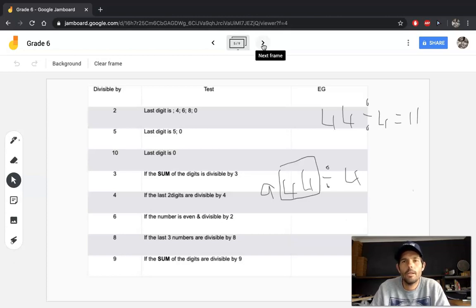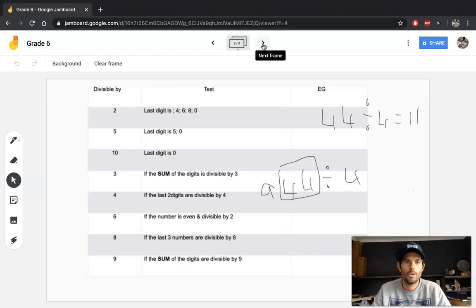Now, the reason that works is because 4 goes into 100 25 times. It always goes into 100 25 times. So if it can go into 100 25 times, it can go into 200 50 times, it can go into 300 75 times, 400 100 times, etc., etc. So we know that 4 can go into any number of hundreds. So that's why we only need to look at the last 2 digits.